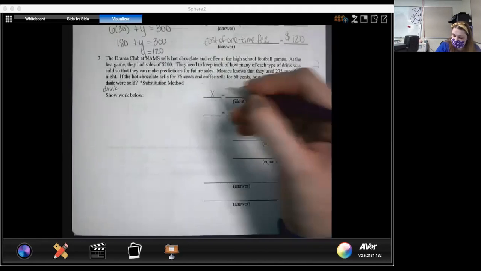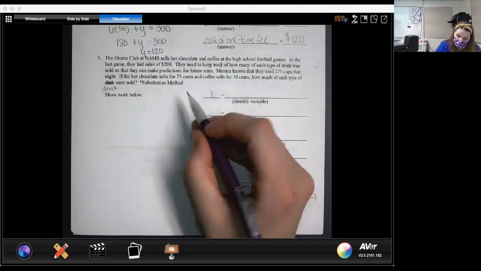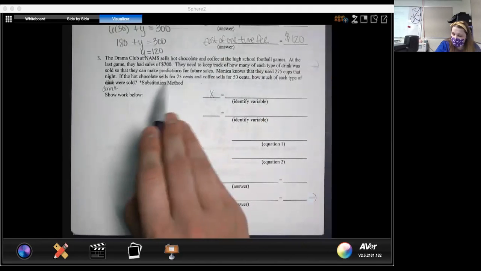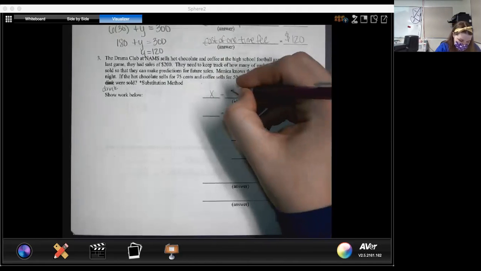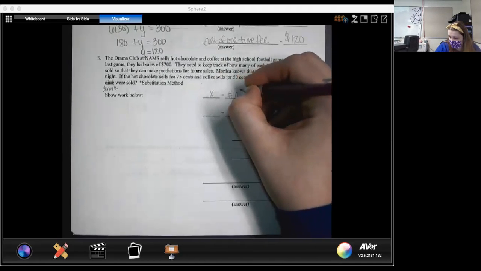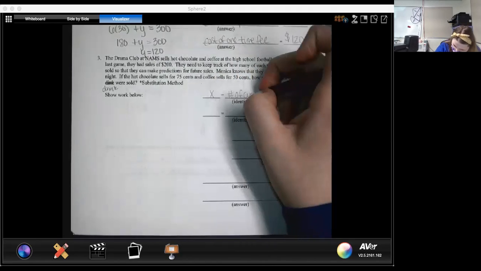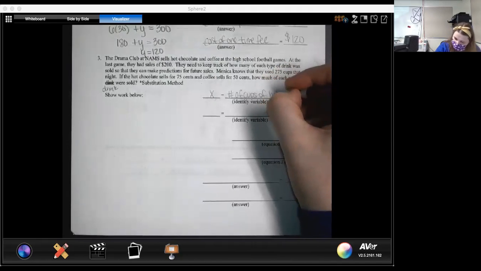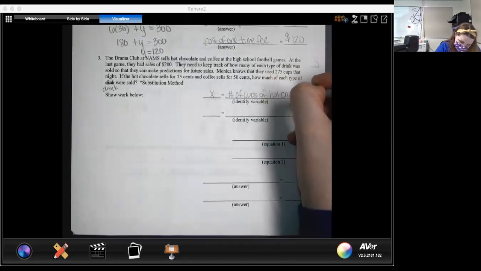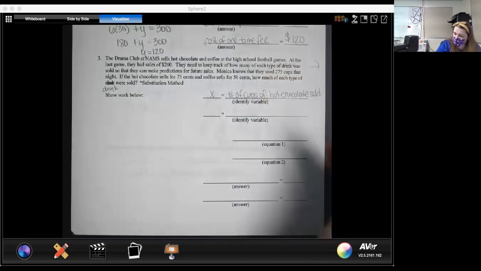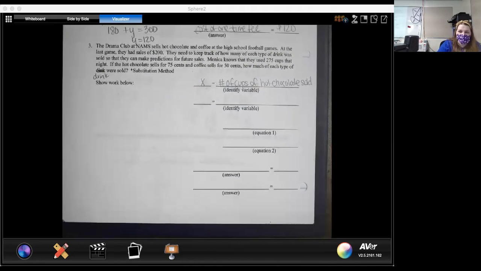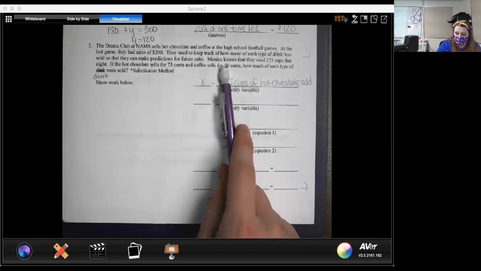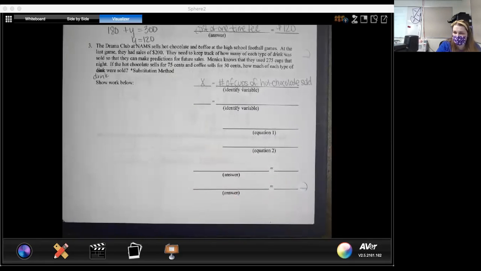So if we're going to say X, since hot chocolate was the first one mentioned, we're going to stick with hot chocolate being the first one. So X is the number of cups of hot chocolate sold. And again, it can't just be hot chocolate. It's the number of cups that we sold. How much of each type were sold? Because we already know how much each one costs. We just don't know how many were sold.